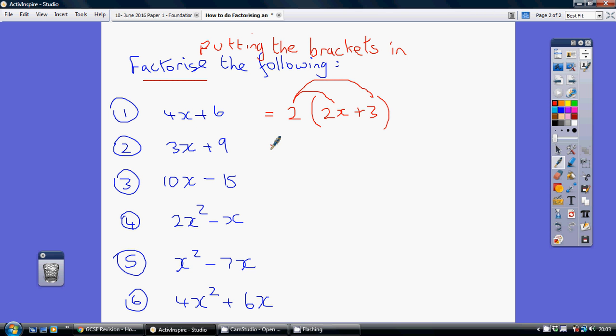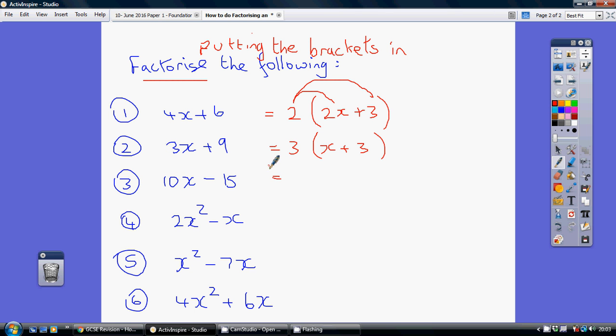So, have a think about number 2. What's the biggest factor of 3 and 9? Well, it's 3. 1 3 is 3, 3 3s are 9. Open your bracket. 3 lots of what gives you 3x, that's x. Get the sign right, it's a plus. And 3 times what gives you 9? Well, 3 3s are 9. That's it, that's your answer. Check. 3 times x is 3x, yep. 3 times plus 3 is plus 9, yep.